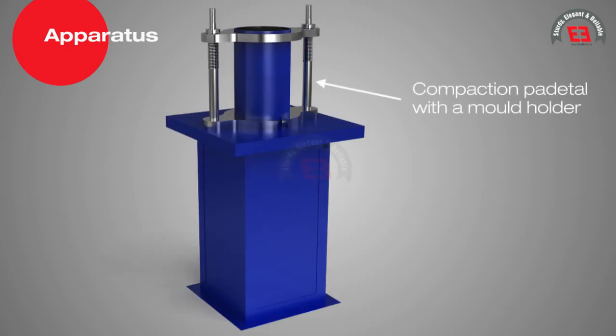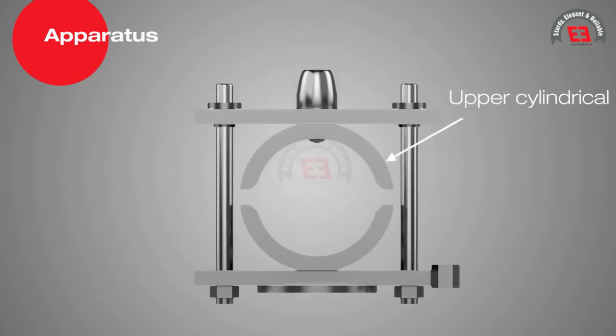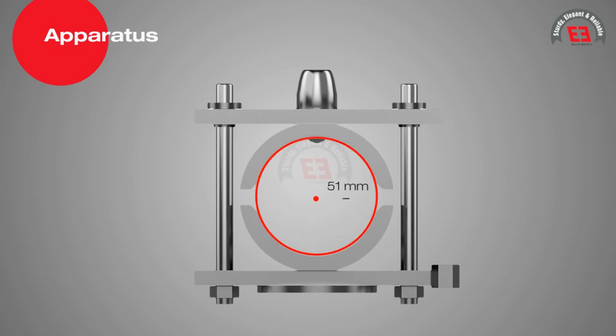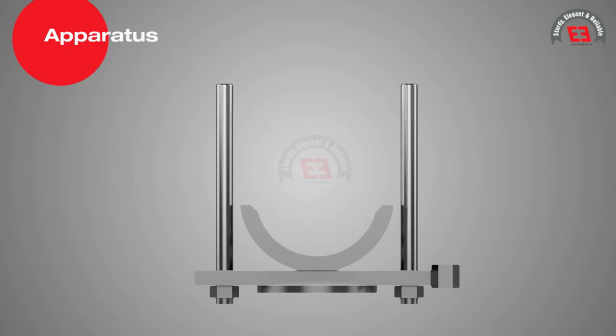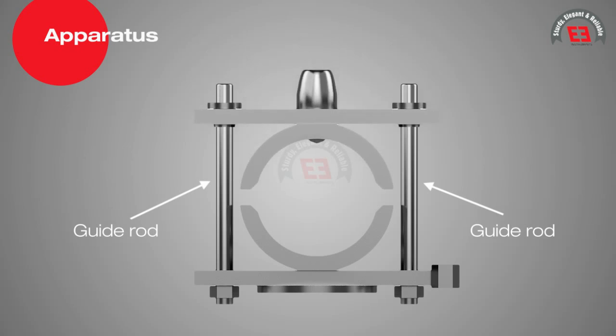A compaction pedestal with a mold holder consists of a wooden block with a steel plate to hold the mold assembly in position during compaction with spring tension device. A testing head consists of an upper and lower cylindrical segments, having an inside radius of curvature of 51 mm. The lower segment is mounted on a base having two vertical guide rods which facilitates insertion of upper segment.